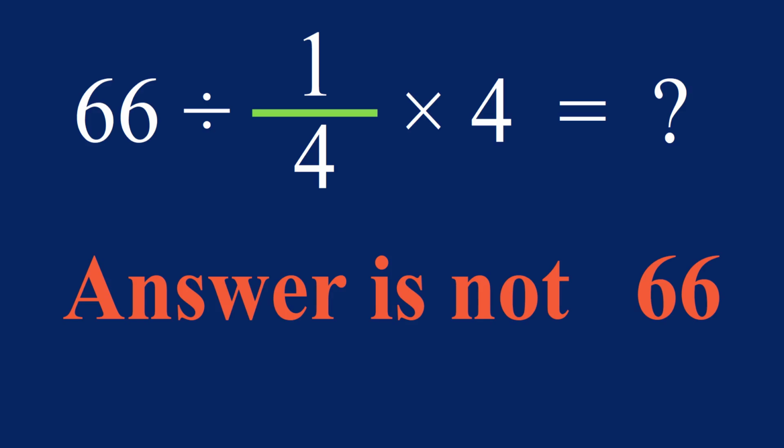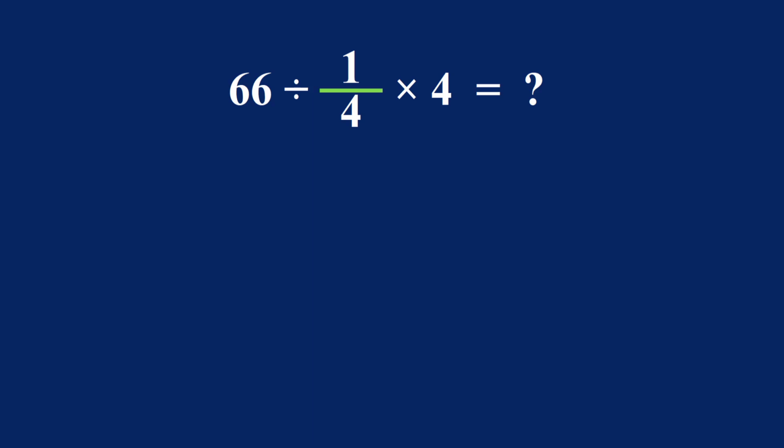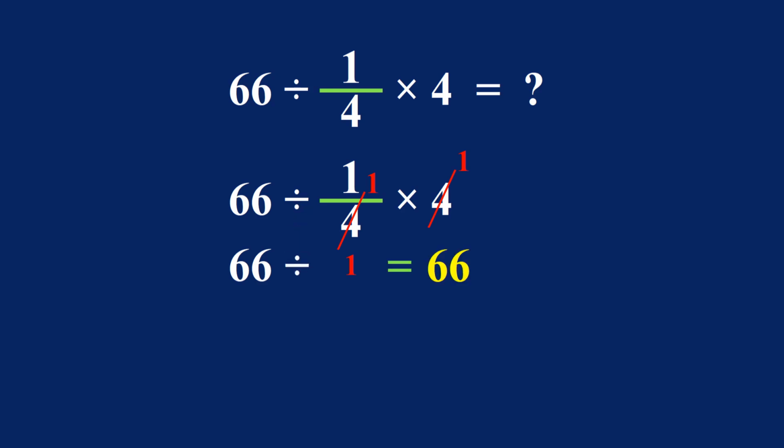In today's episode, we wanted to find the value of this expression: 66 divided by 1 over 4, then times 4. Let's go and start solving the problem. We have 4 divided by 4 which equals 1. So here we have just 1, and 66 divided by 1 equals 66.